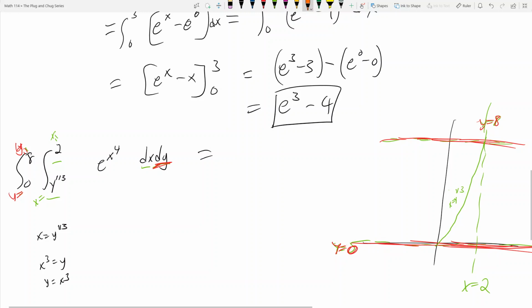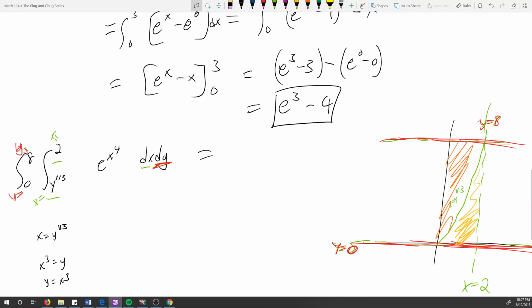Okay, so now how do I know which region I have? How am I sure that I don't have this region, let's say, this region right here? Do I have the yellow region or do I have the orange region? It's not really clear. Well, the bounds tell you that too.